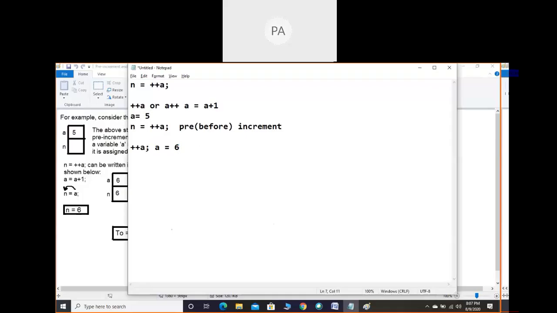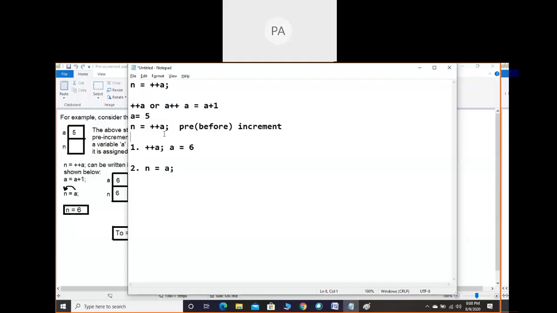So next what you have to do, instead of writing n equals to plus plus A, we should just write n equals to A, because the A plus plus we have already done. This is the first operation we have done. In the second statement, you need not write again n equals to plus plus A, because the plus plus operation we have already done. So in the statement n equals to plus plus A, two operations we have to do. One is increment and another one is assignment.